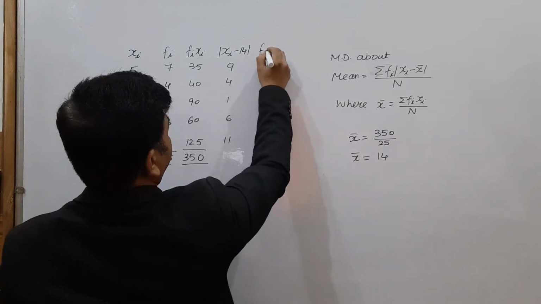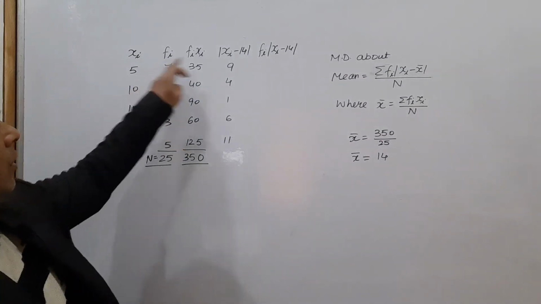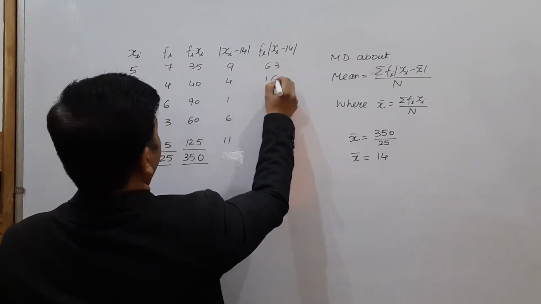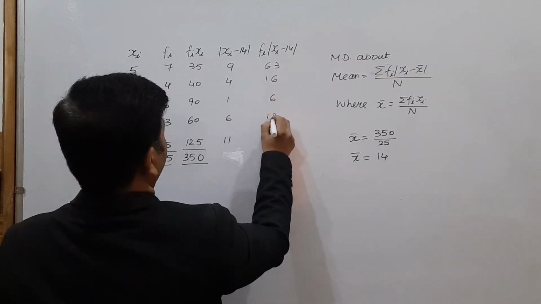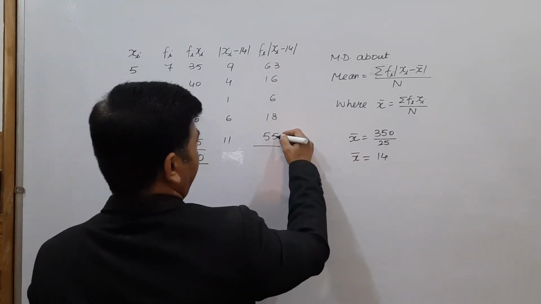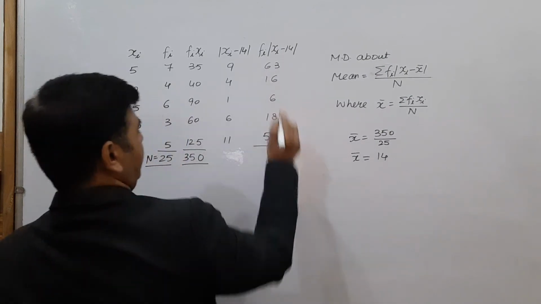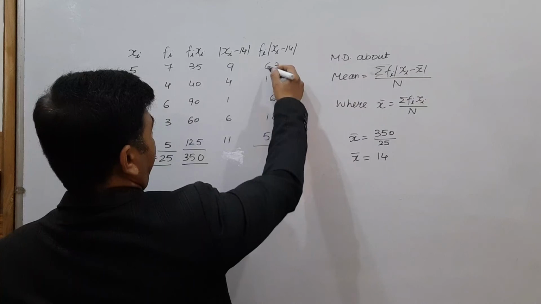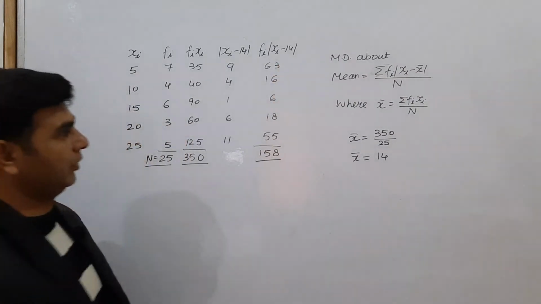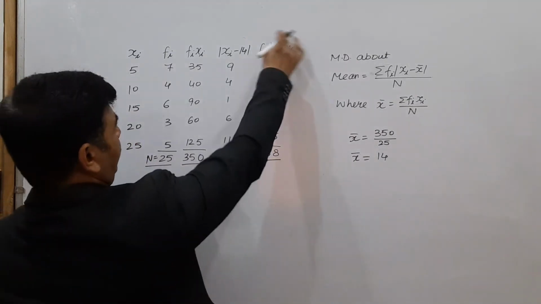Now we need to multiply fi with the modulus of xi minus 14. Now we will multiply fi and these two. This is 63, this is 16, this is 6, this is 18 and this is 55. Adding everything, 8, 5, 13, 13, 6, 19, 19, 6, 25, 25 and 3 is 28, and so on, the total is 158. So mean deviation is given by the summation of all these terms.